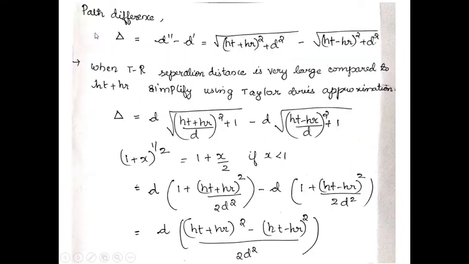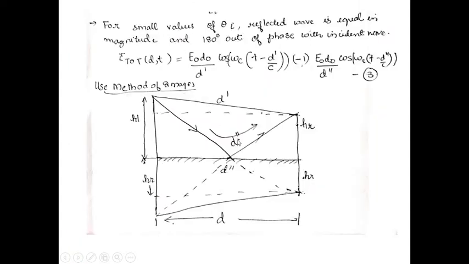So what will be the path difference delta? It will obviously be d double dash minus d dash. So in this particular case we have to find this d double dash minus d dash. Now when I have extended this, the d double dash, that is this reflected component, is extended, and note this much portion is d double dash. So how can you write the expression for d double dash minus d dash?